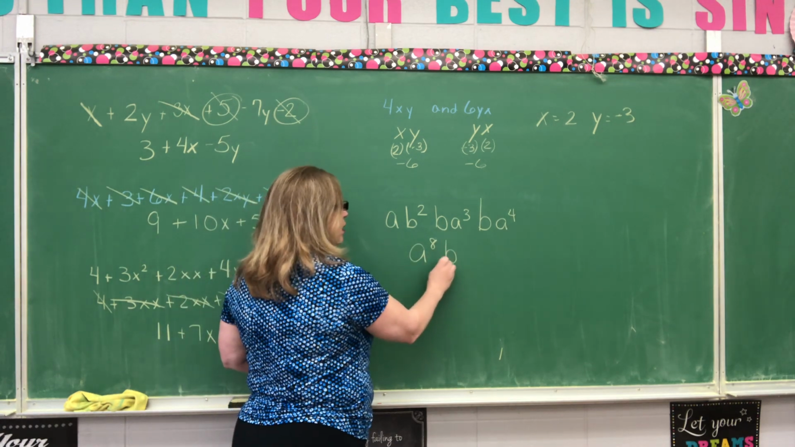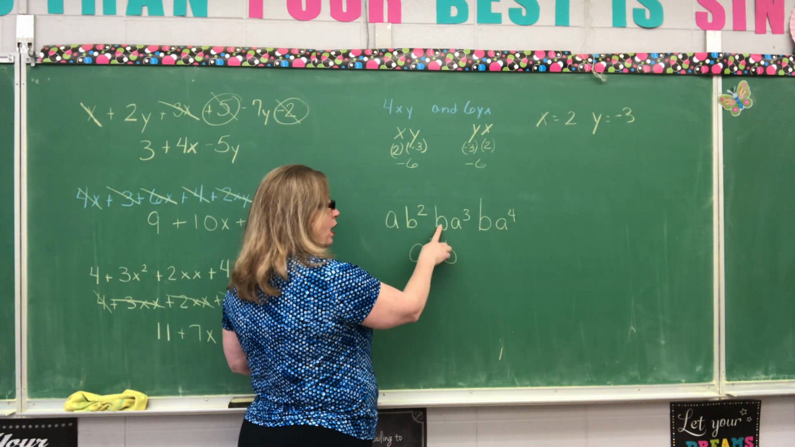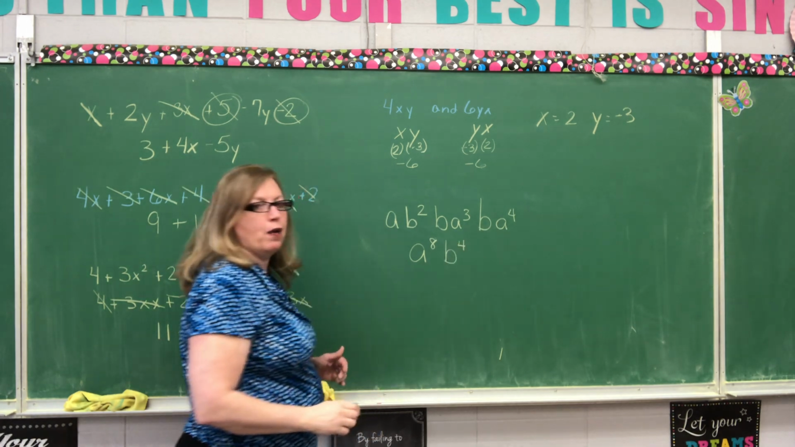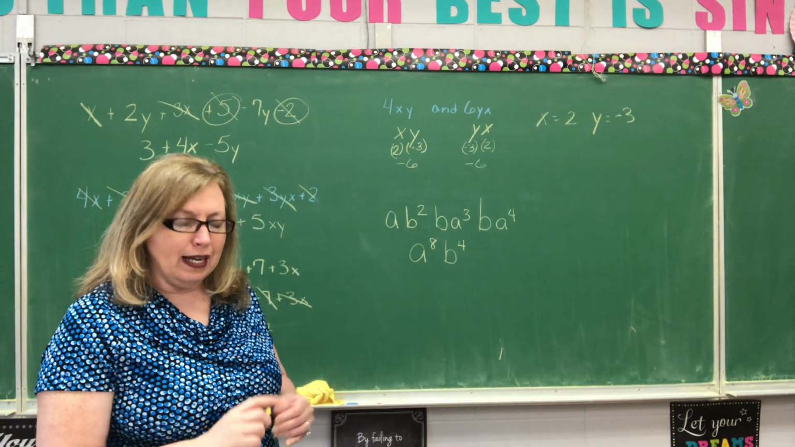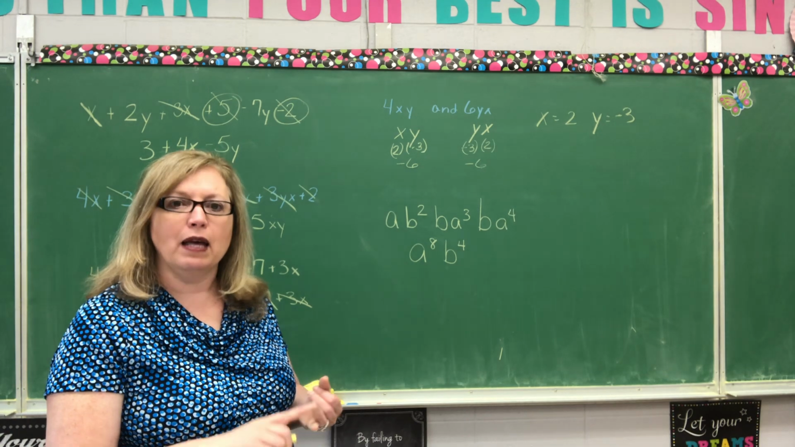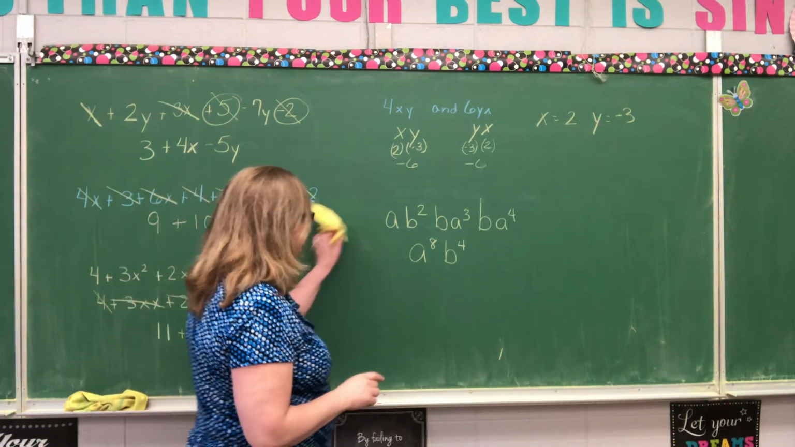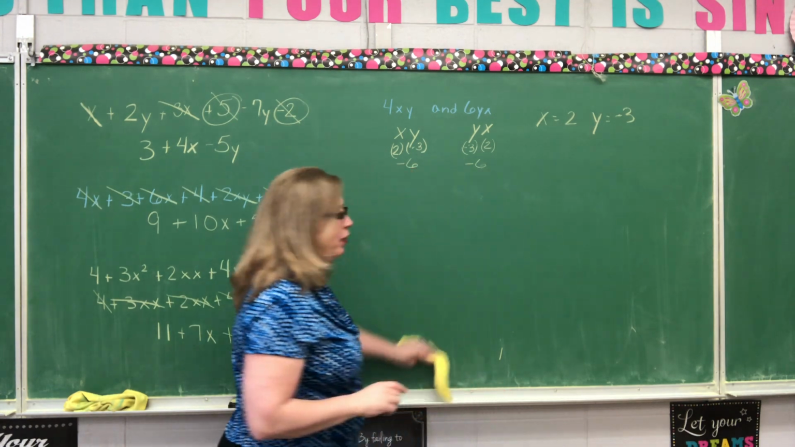Here I have a B that is 2 plus 1, so it is to the 4th power. So my answer is a to the 8th, b to the 4th. Write this down. Let me erase this real quick and I'll write it with you.